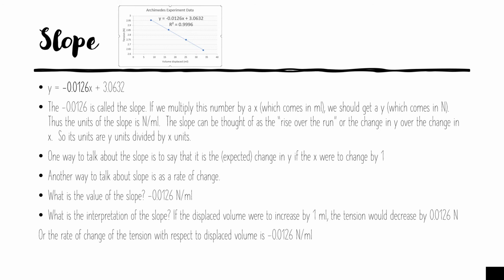One way to talk about the slope is to say that it is the expected change in y if the x were to change by 1. And another way to talk about the slope is as a rate of change. So if I said, what is the value of the slope, you would give me the number and the units, negative 0.0126 newtons per milliliter. If I asked you the interpretation of the slope, you could say that if the volume were to increase by 1 milliliter, the tension would decrease by 0.0126 newtons. Or you could say that the rate of change of the tension with respect to the displaced volume is minus 0.0126 newtons per milliliter.